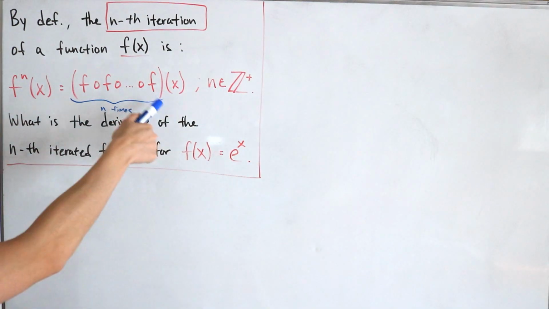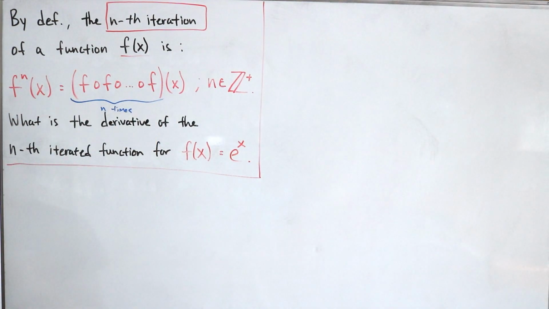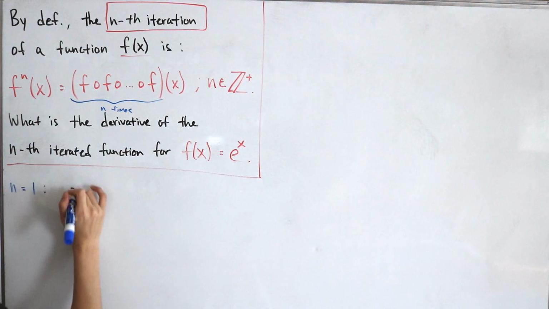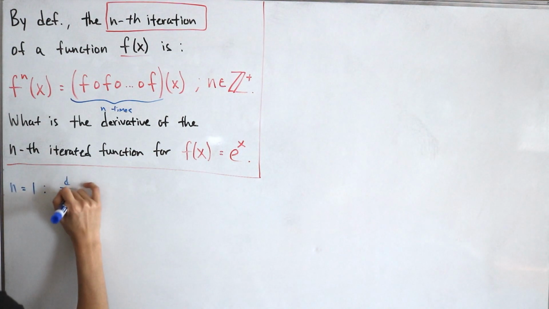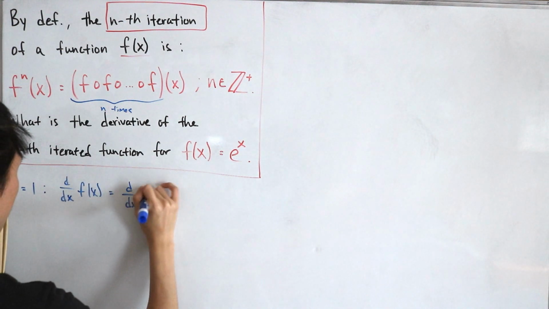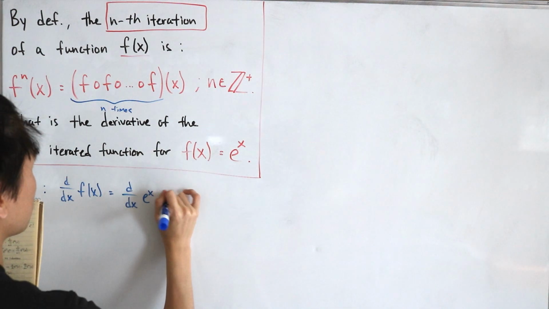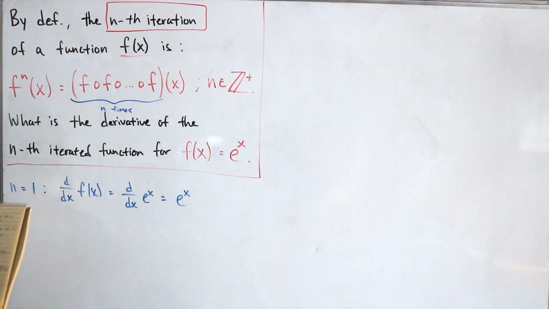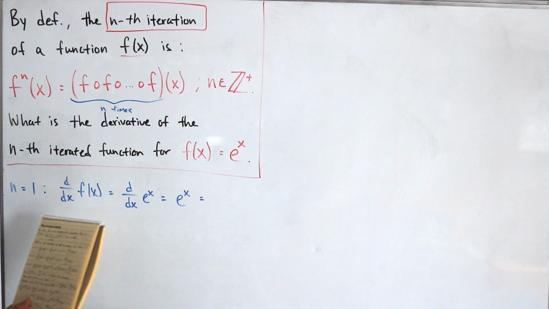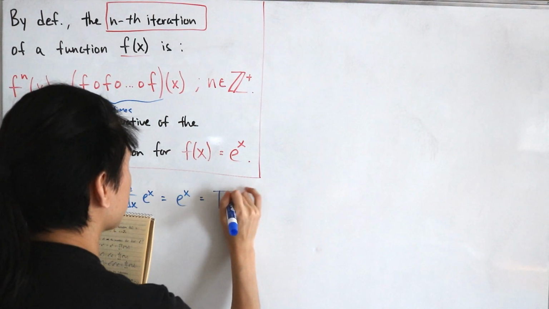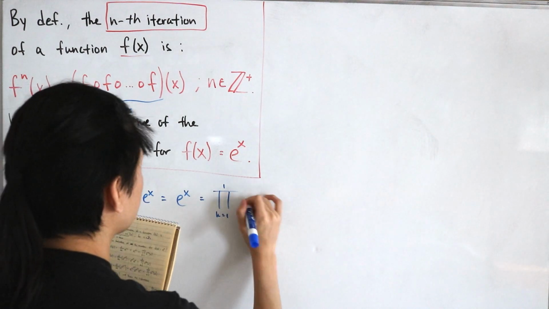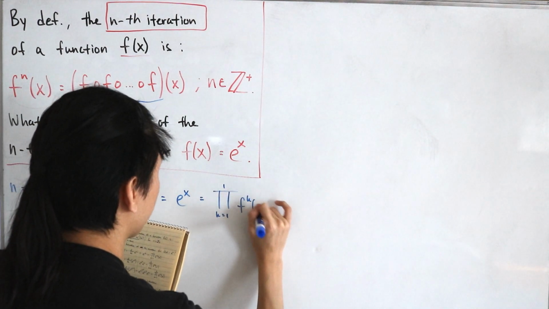For the n equals 1 case, let's just plug this back in. That's the same thing as saying f of x. Then the derivative of f of x, in other words the derivative of e to the power x, is basically just e to the power x. And we can generalize this in a little closed form of a product series, where the upper index is 1 and the starting index is k equals 1, of f sub k of x.